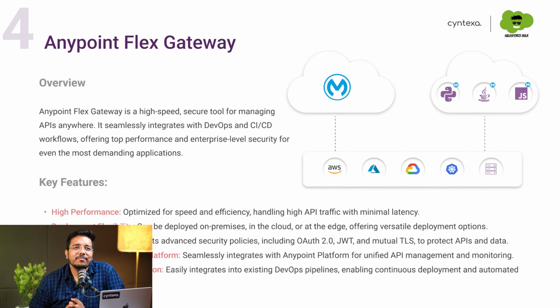So basically, in MuleSoft we have two types of gateways primarily: Anypoint Flex Gateway and Anypoint API Gateway, or Mule Gateway, whatever you want to call it. Flex Gateway is a gateway which allows you to have your APIs run anywhere. It need not be inside Salesforce, it need not be managed by, or under MuleSoft itself only.